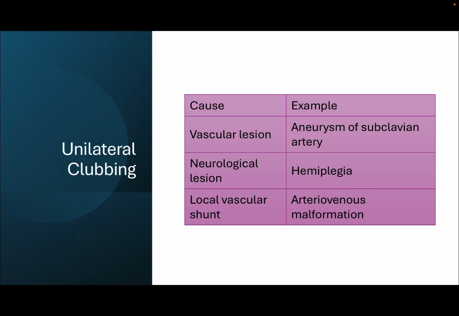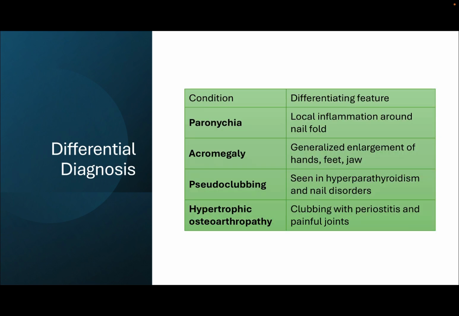disease. Unilateral clubbing: vascular lesions, neurological lesions, and local vascular shunt are the main causes of unilateral clubbing. Differential diagnosis includes paronychia, acromegaly, pseudoclubbing, and hypertrophic osteoarthropathy. In paronychia, there will be local inflammation around the nail fold. In acromegaly, there will be generalized enlargement of hands, feet, and jaw. In pseudoclubbing, there will be hyperparathyroidism and nail disorders. In hypertrophic osteoarthropathy, there will be clubbing with periostitis and painful joints.